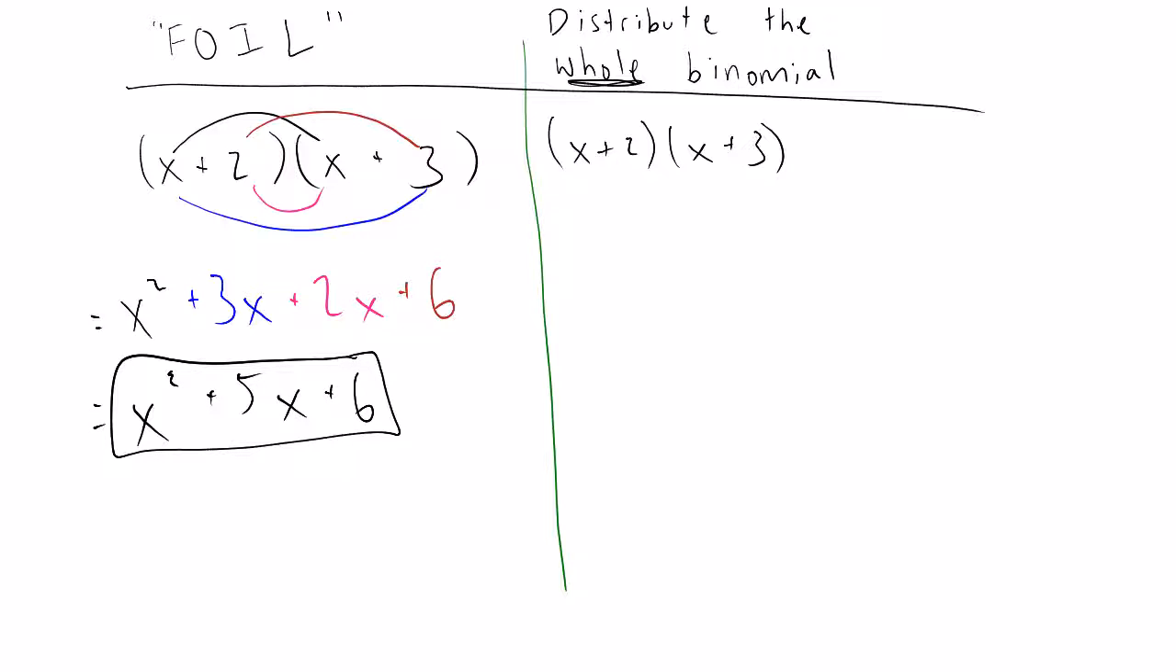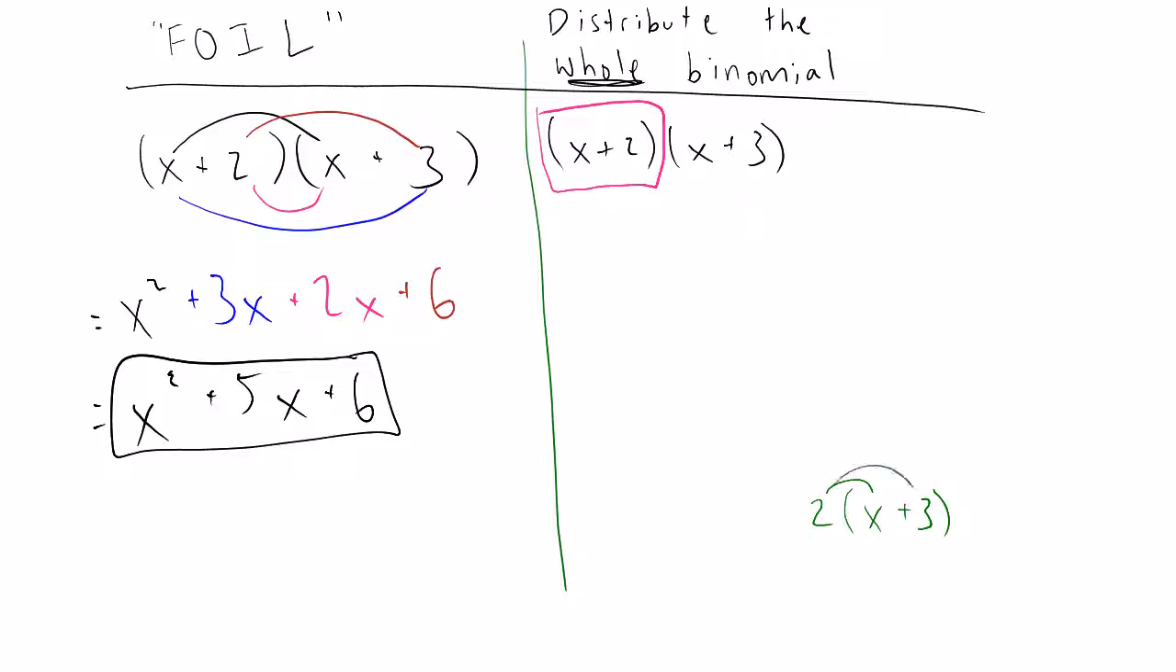Woo! Okay, so FOIL got us the answer. I mean, it did the trick. No pun intended. But now, what I'm going to do is the more mathematical way of doing this. It's called distributing the whole binomial. Okay. Let me do maybe a kind of a precursor to this. Let's just do a normal distribution problem. Let's just do 2 times x plus 3.